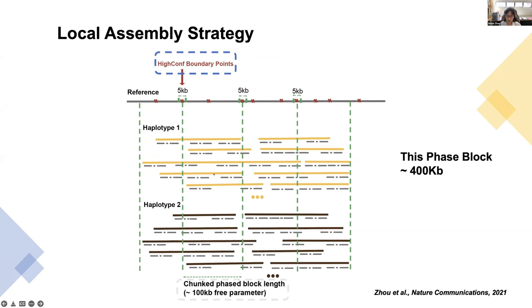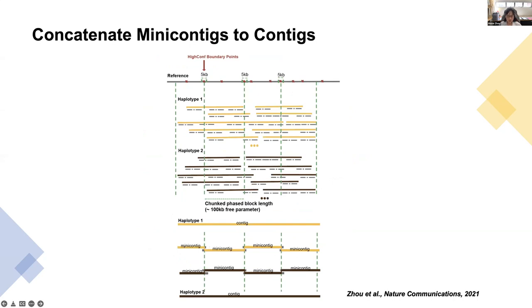Now we can take a small chunk of these reads and perform a de novo assembly to assemble those reads together to achieve a full-length contiguous sequence, which we call mini contiguous sequences, mini contigs. For example, here we achieve these mini contigs in each of these small chunks independently for each haplotype. Then, based on the high confidence boundary points, we can concatenate them together in the contiguity module to achieve our final full-length contiguous sequences, which we call contigs.